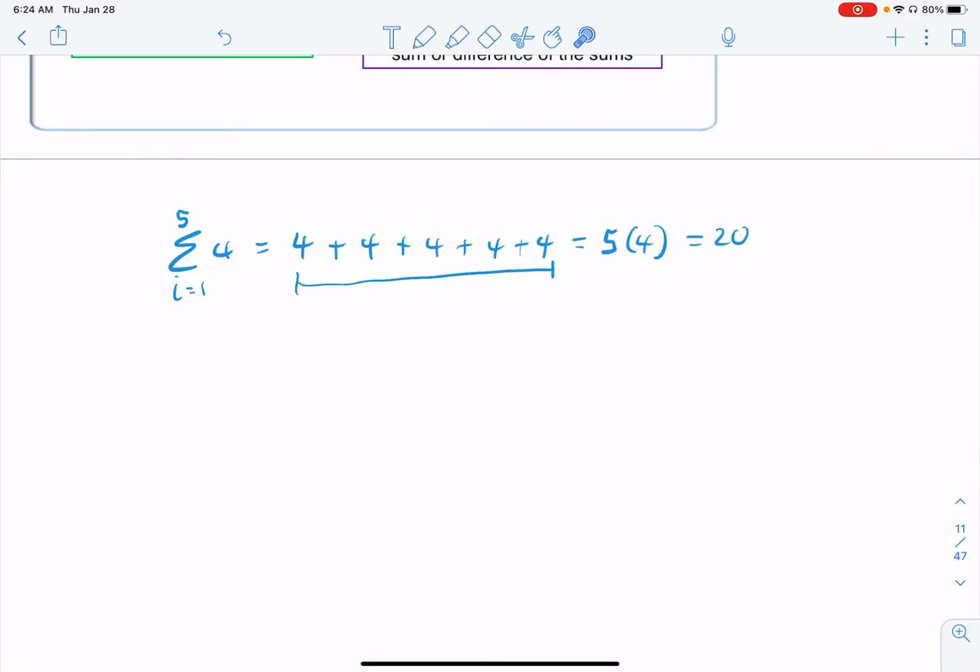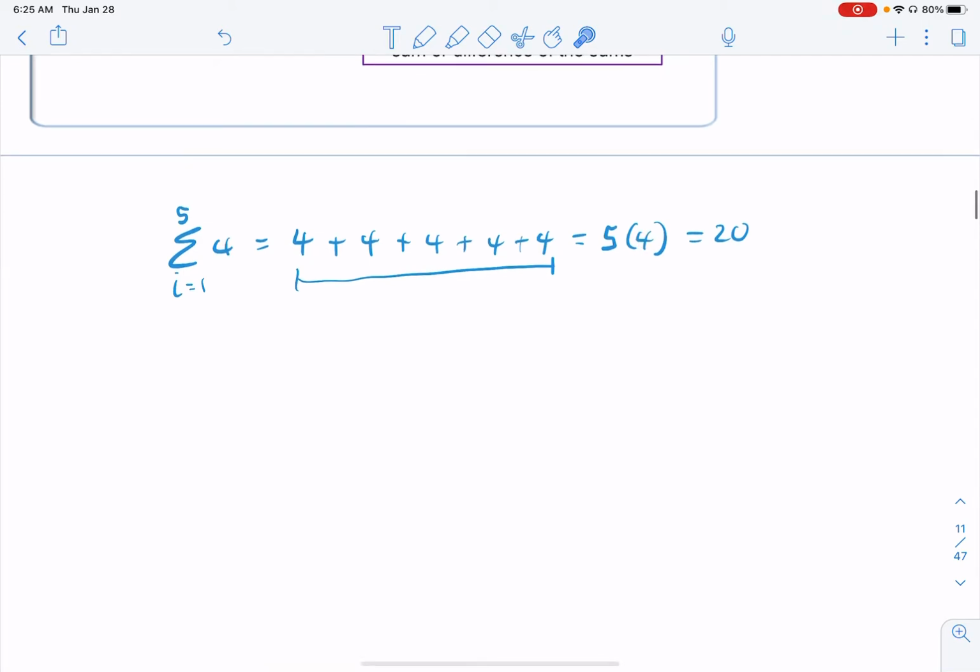to get 20. So notice that what we have here is the constant, whatever this constant number that's inside the sigma notation, that we're multiplying times the upper bound of that summation.